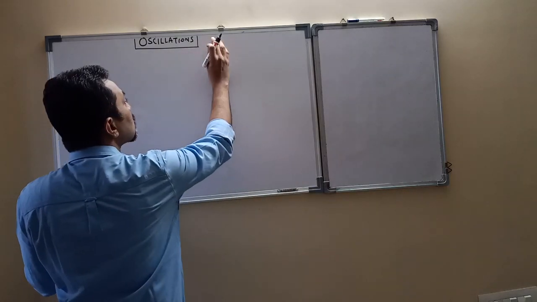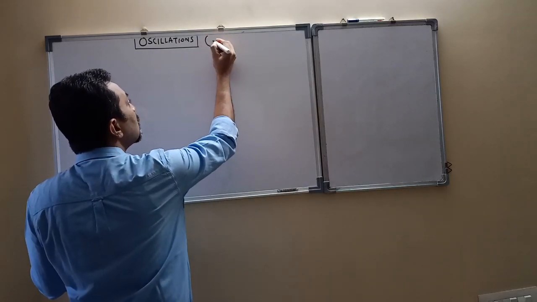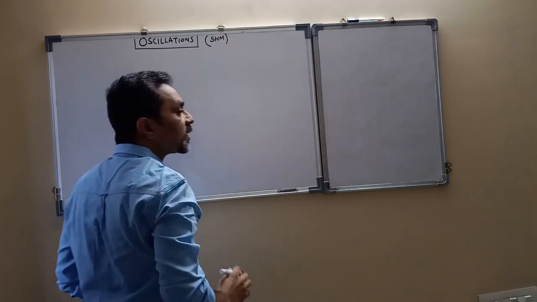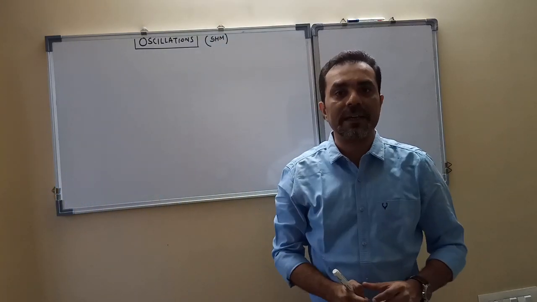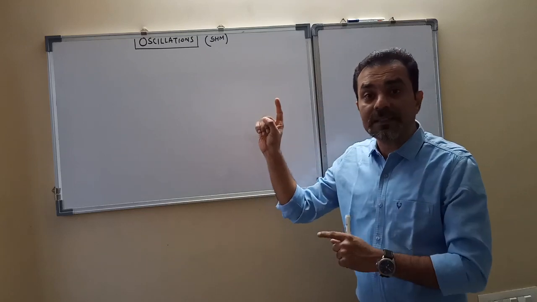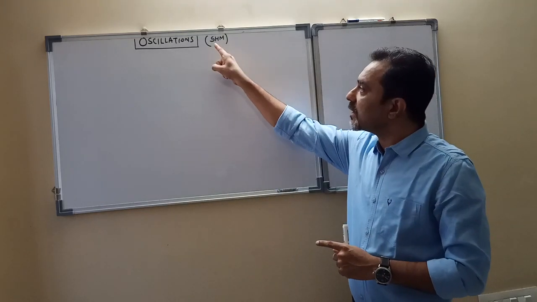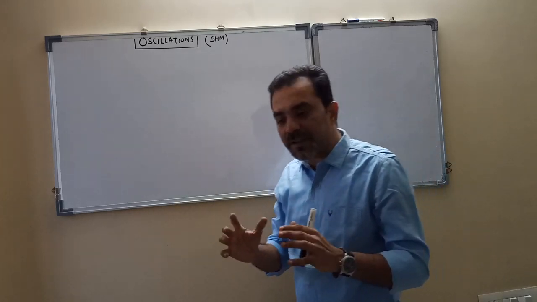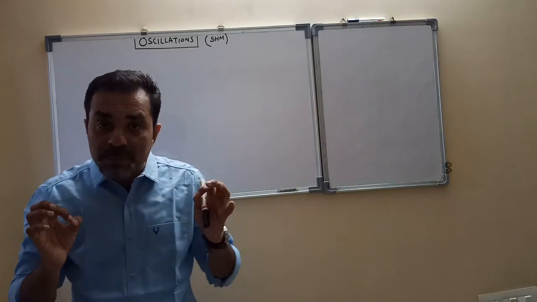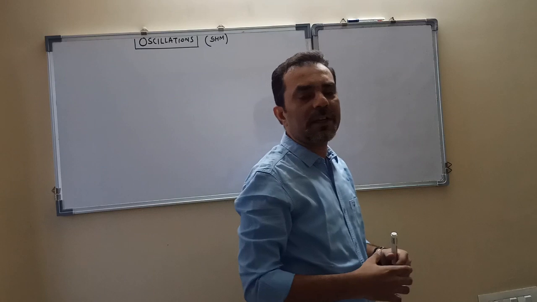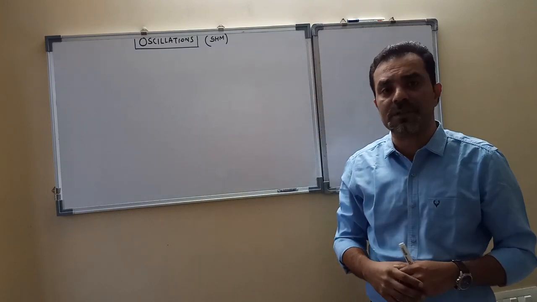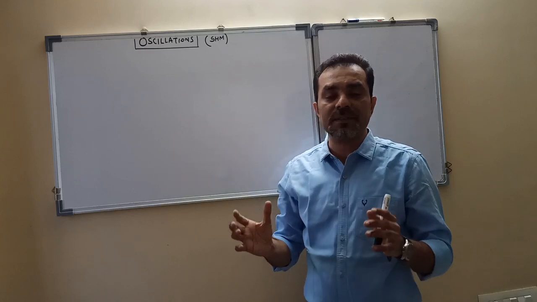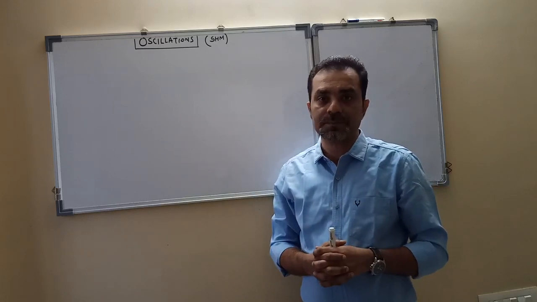Oscillations, or it is also called oscillatory motion. Oscillatory motion in simple terms we call SHM. What did I write? SHM. That is called simple harmonic motion. So oscillatory motion we are starting. Very frequently you will see this word SHM. We are starting simple harmonic motion, or we can say we are starting the oscillations chapter.